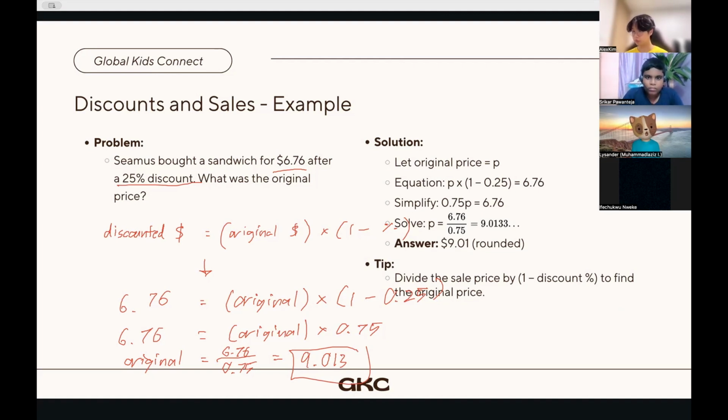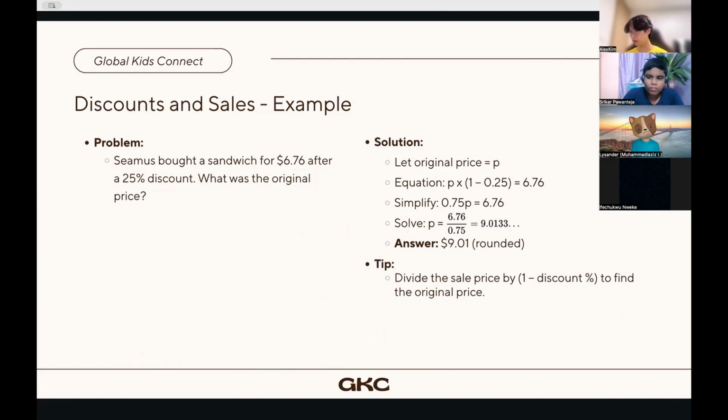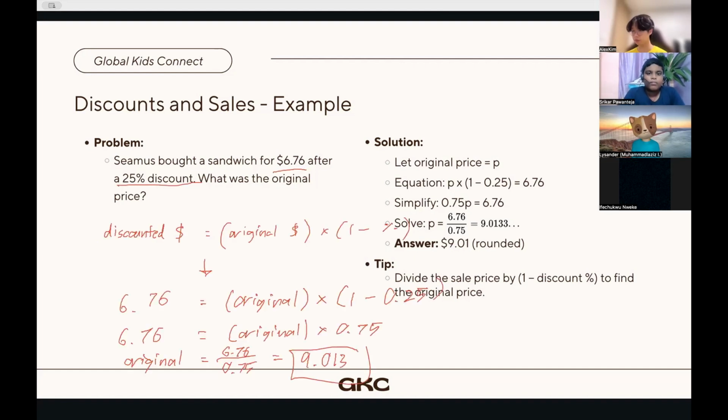The tip regarding this problem is to divide the sale price by 1 minus the discount percentage to find the original price. If we go back here, you can see that at the final step of our answer, we divided the sale price, 6.76, by 1 minus the discount percentage, which was 0.75. So you can also memorize finding original prices using this tip shown right here.